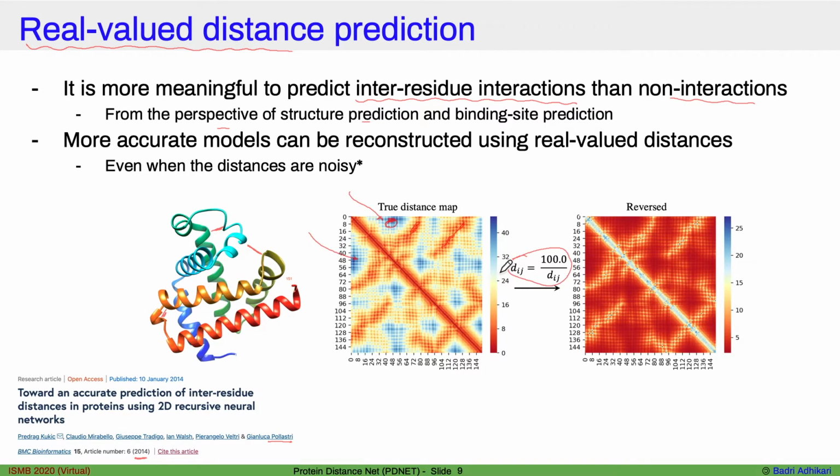So in this work, we propose the idea of reciprocating a distance map, so that a true distance map that looks like this, when reversed, looks like something exactly opposite. So now in this distance map, smaller values correspond to the actual large distances, which are not very important, and these larger values correspond to the actual short physical distances, which are very important. In this way, we formulate the problem as predicting real valued interactions rather than non-interactions.